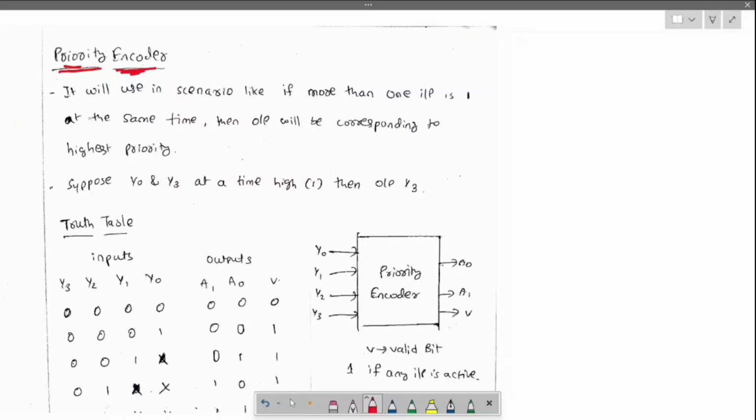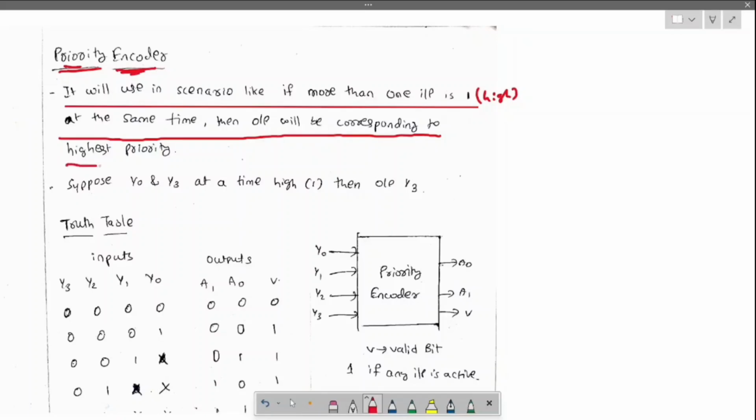Let us go with the definition. It is used in the scenario where more than one input is 1 or high at the same time, and then the output corresponds to the highest priority. So if multiple inputs are high, the output depends on the highest priority, simply.